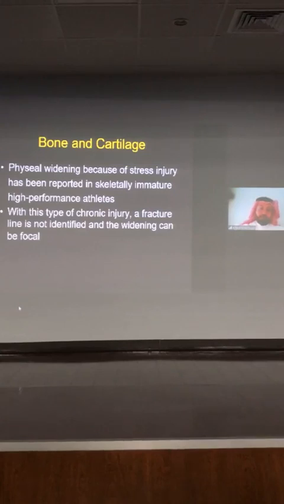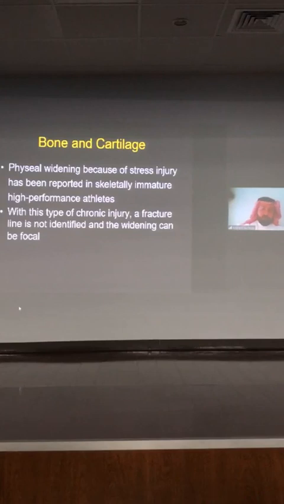The other thing is the physeal widening because of the stress injury has been reported in these small little athletes. And because it's a chronic type of injury, the fracture line is not seen, but you just see widening that can be focal or throughout the physeal plate. If you have heard before the term gymnast wrist, this happens more in those patients in the distal radial growth plate. The patient comes and reports pain. They're usually gymnasts that exert so much pressure on their wrists.